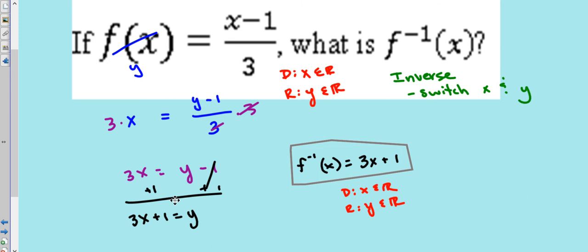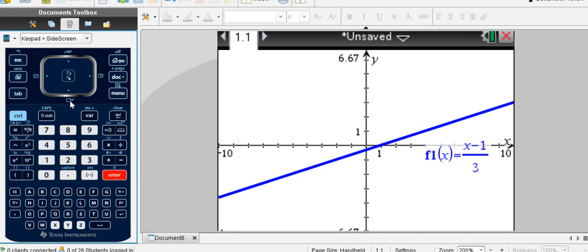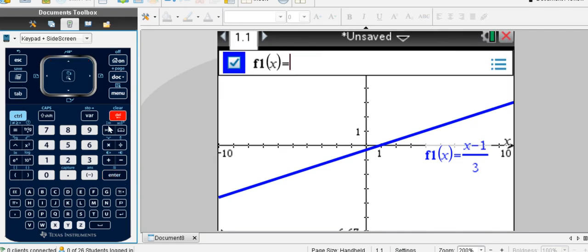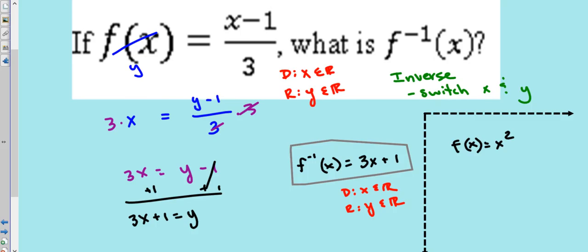For example, if it gave us the original equation of f of x equals x squared, if we were to graph that, you would see that this would need to have a domain restriction. Let me just kind of mark this off and see there's a different problem here. If I went to the graph of this one, you see how we have a domain of all reals, but the range is from 0 to infinity.